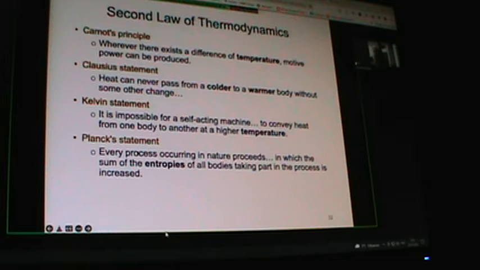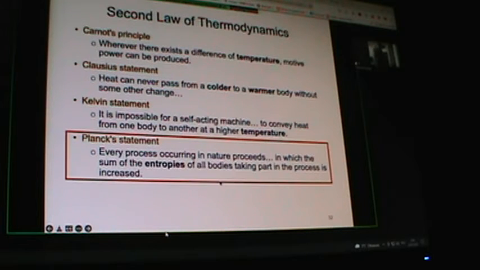So Planck's statement is that every process occurring in nature proceeds in a way in which the sum of the entropies of all bodies taking part in the process is increased. In other words, we don't have any sort of decrease in entropy in any closed system. And so let's take that as our description of the second law that's applicable.